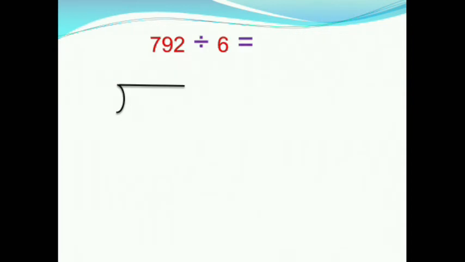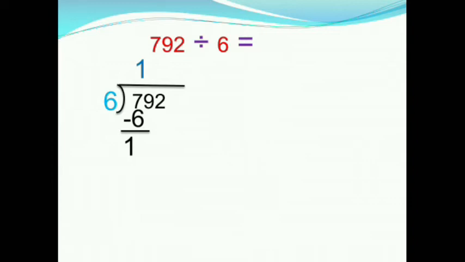Children, now we should divide 792 by 6. 792 is dividend, 6 is divisor. Now we should divide the first digit, that is 7. 7 will not come in 6 tables. So we should take the nearest number in 6 tables lesser than 7. That is 6. 6 ones are 6. Write 1 in quotient place and write 6 below 7 and subtract it. 7 minus 6 equals 1.